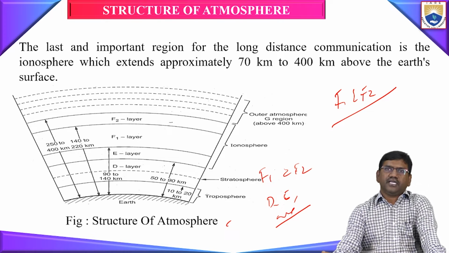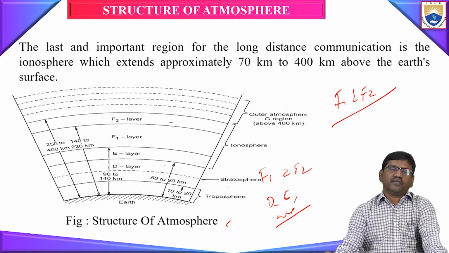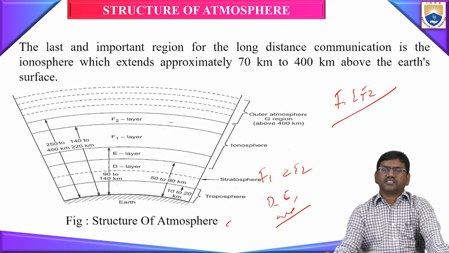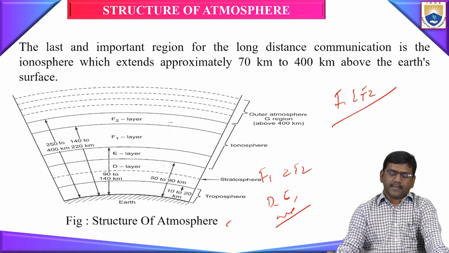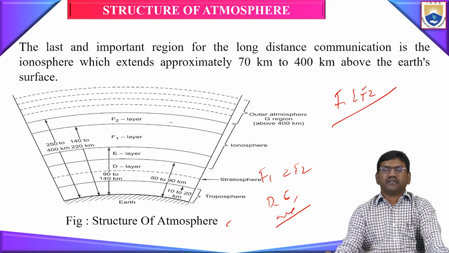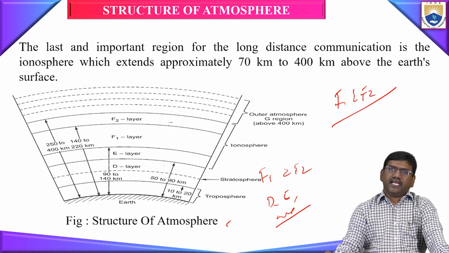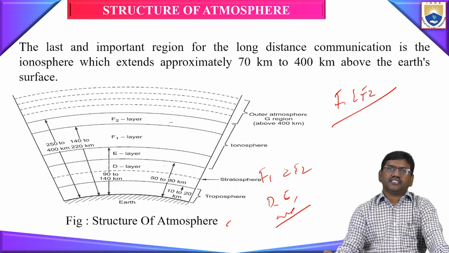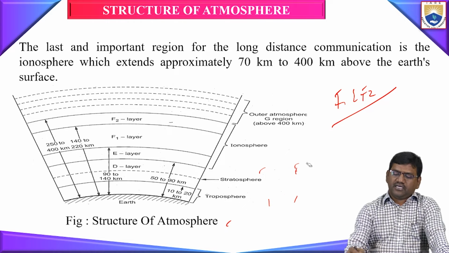Why? Because during the night times, the cosmic rays are not going to fall on the D layer and the E layer. Only over the F1 and F2 layers will some amount of cosmic rays fall. Hence the ionization process will exist in the F1 layer and F2 layer. Hence, during the daytime, the D, E, F1 and F2 layers exist, and during the night times, the F1 and F2 layers exist, but the D and E layers do not exist.